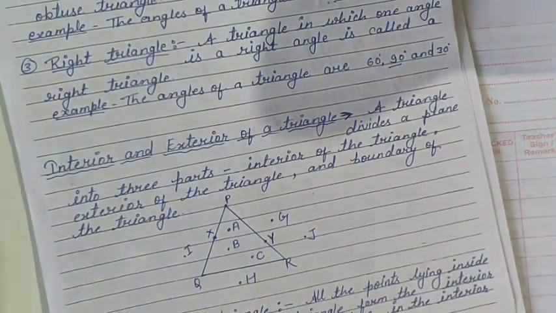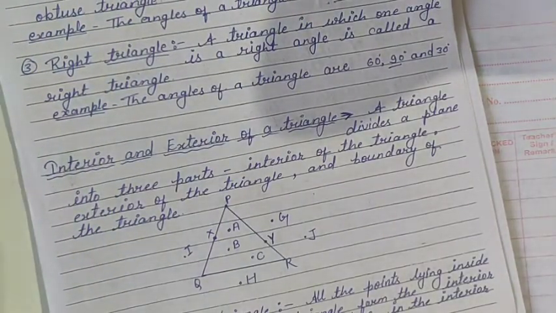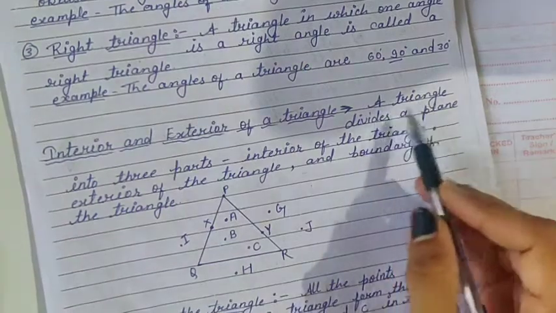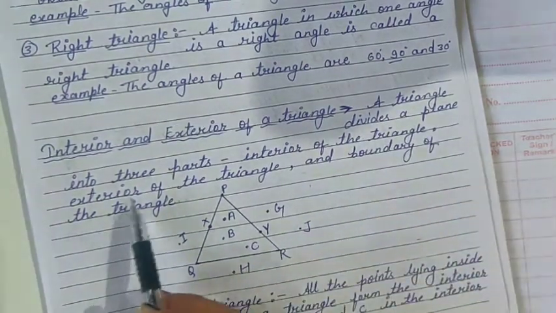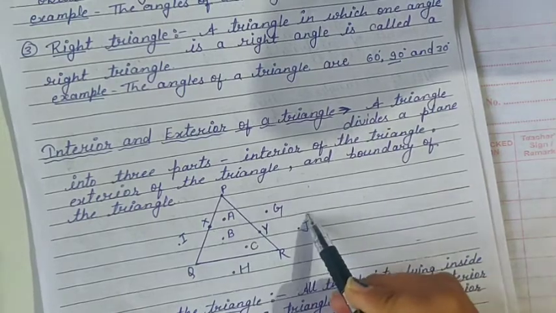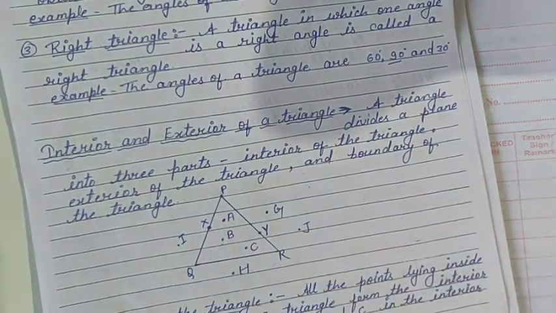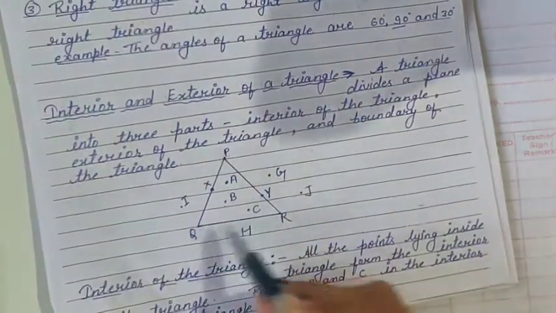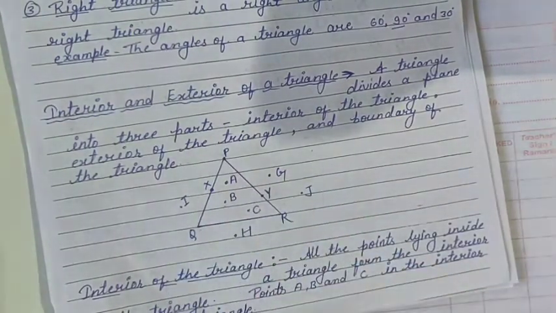Now exterior, interior and exterior of a triangle. A triangle divides a plane into three parts: interior of the triangle, exterior of the triangle and the boundary of the triangle. This is a triangle PQR and there are some points.